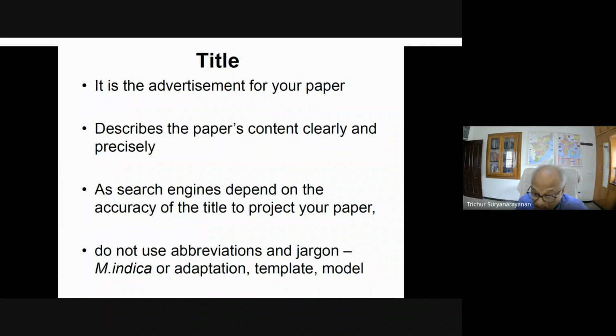Jargons are terms which are common in English, but will have a special meaning for the scientists of a particular subject. For example, template. In general English, it will mean something. Model means something, but for a biologist, the template is different. Model could be different. So such words. Then time. Time is for all of us, time means something, but for theoretical physics, it might mean something else. So such jargons should be avoided in the title.